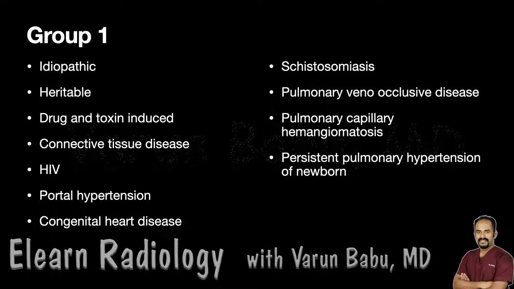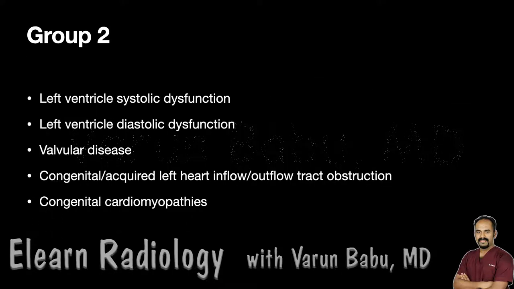What are the causes? Could be idiopathic, heritable, drug or toxin induced, connective tissue disease, HIV, portal hypertension, congenital heart disease, schistosomiasis, pulmonary veno-occlusive disease, pulmonary capillary hemangiomatosis, persistent pulmonary hypertension of newborn. Left heart diseases are under group 2. Could be systolic dysfunction, diastolic dysfunction, valvular disease, congenital or acquired left heart inflow or outflow tract obstruction, and congenital cardiomyopathies.